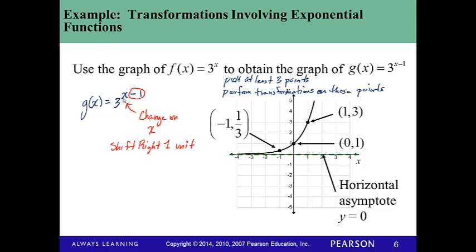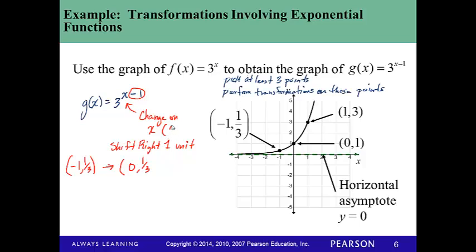Remember, if the change is on x, you change it in the x direction, but you do the opposite of what you see. Because it says -1, we're going to shift 1 to the right, not to the left. So each one of these points, you would change just the x coordinate and shift it to the right. So -1, comma 1/3 will become 0, 1/3, because remember, going to the right is like saying add 1.